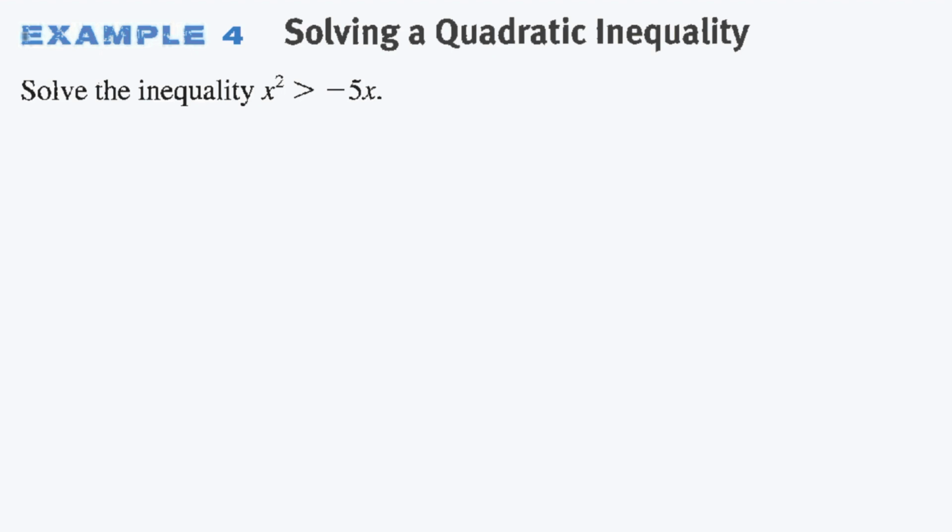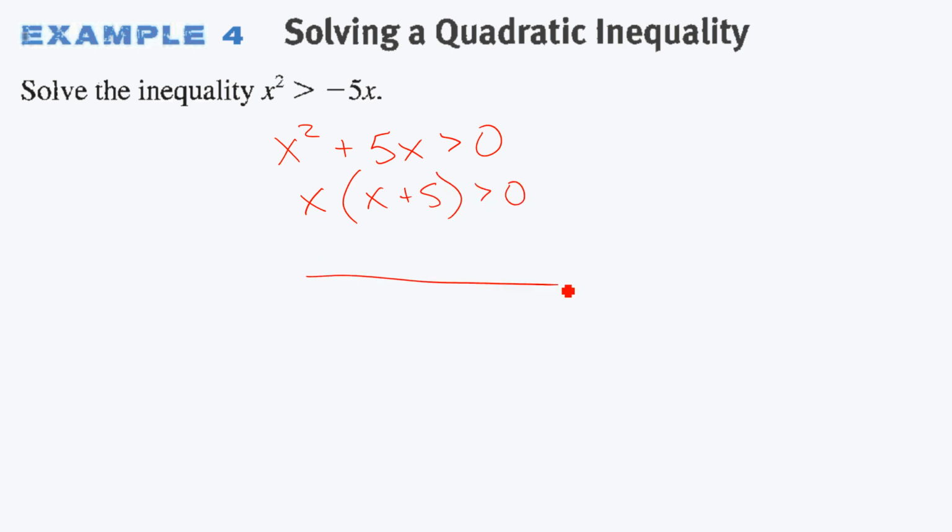On we go. So again, with a quadratic inequality, don't worry about this one. Nope, this one we can do. Don't have to use the quadratic formula. X squared plus 5x is greater than 0 when you bring it over. This is factorable by pulling out an x, and x plus 5. So our zeros are 0 from here and negative 5 from here.